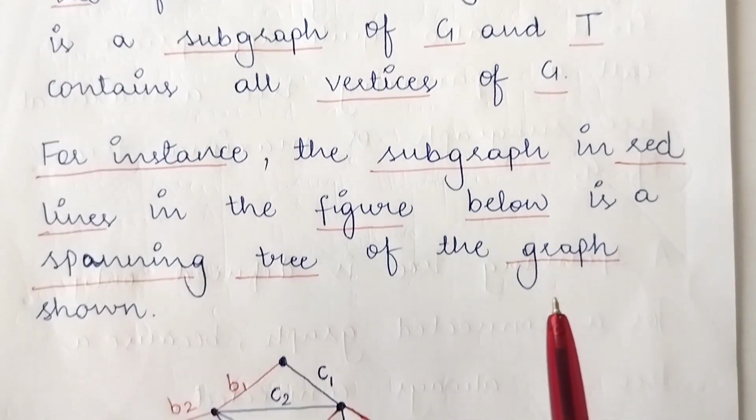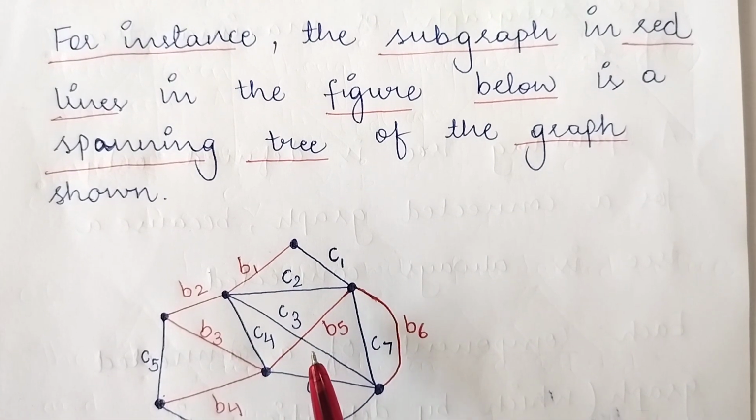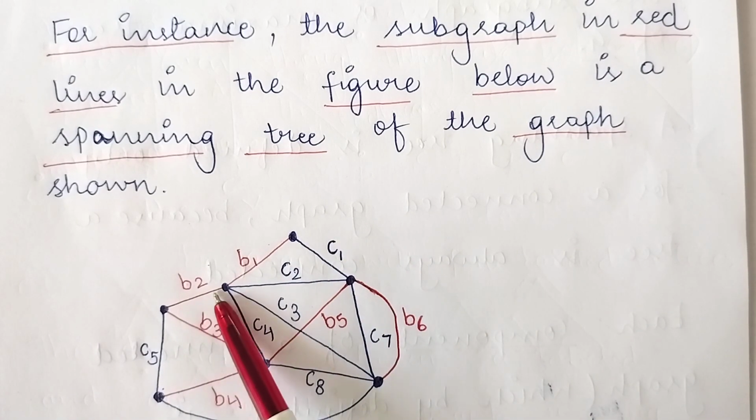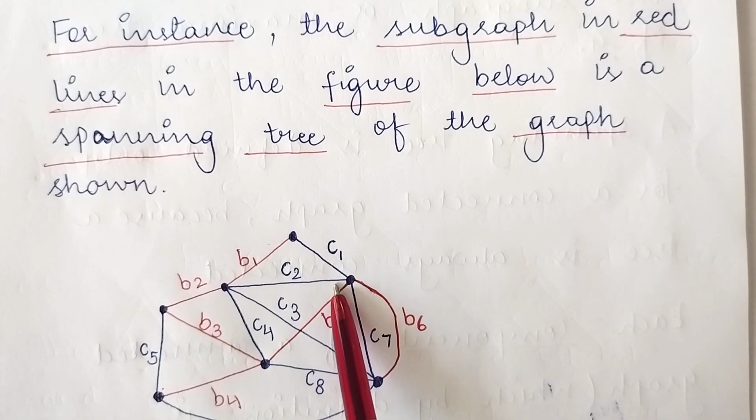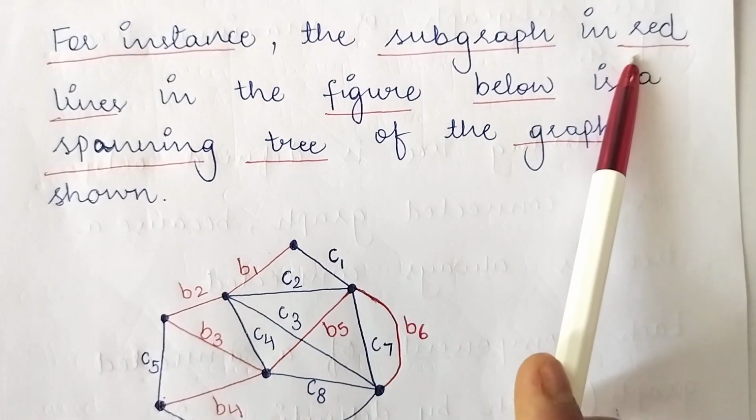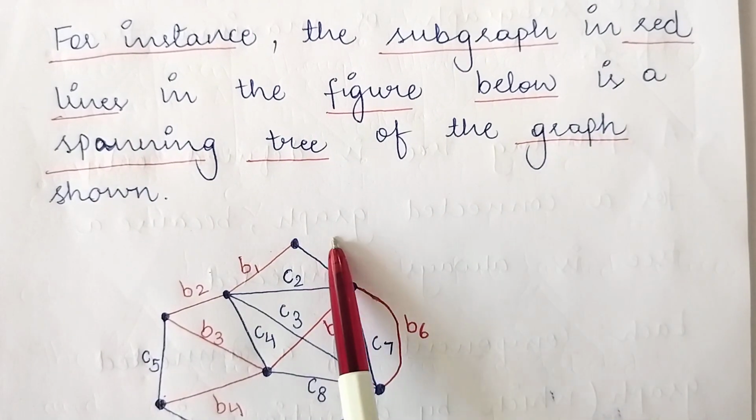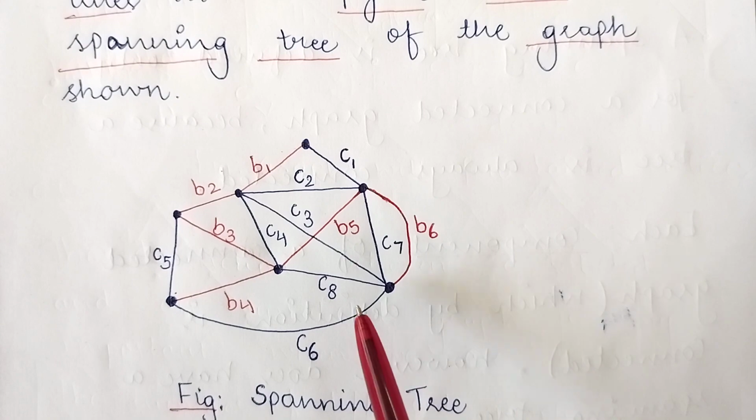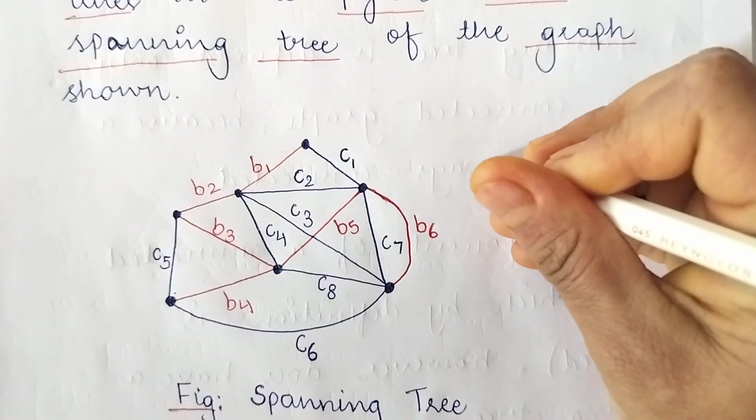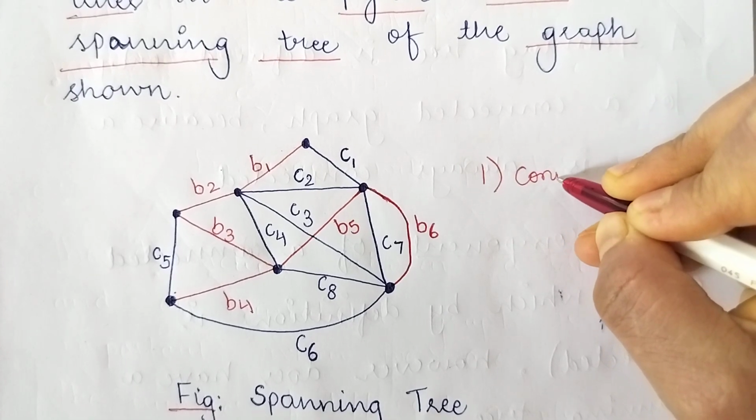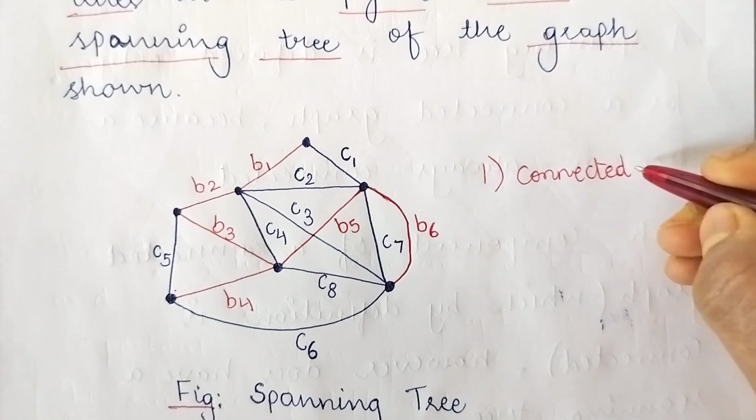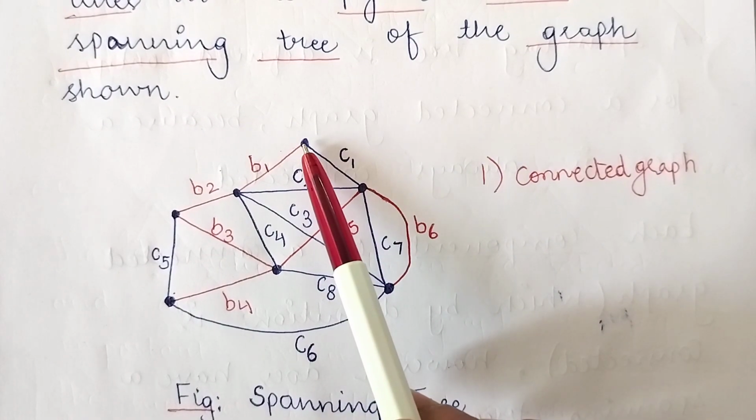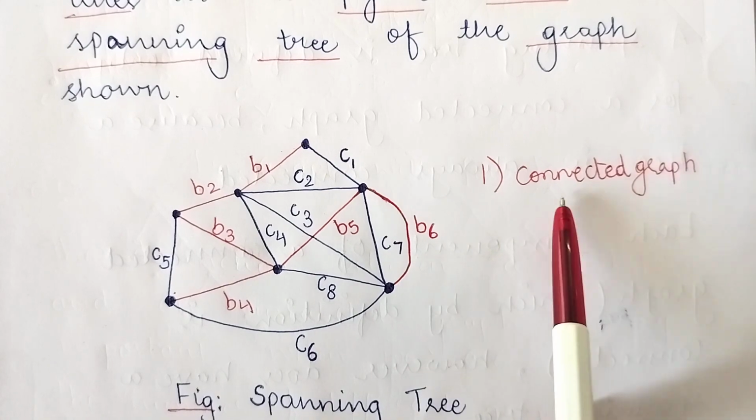For example, if you can see, there is a subgraph here. I have denoted this subgraph in red lines. So this is an entire connected graph and these red lines are denoting the subgraph of this graph, right? So if you see the subgraph in red lines in the figure below, it is a spanning tree of the graph shown. First of all, the first condition should be satisfied for us to find a spanning tree, that the spanning tree is always found in a connected graph. So you can see this graph is connected because it is possible to start from any vertex and to reach any other vertex.